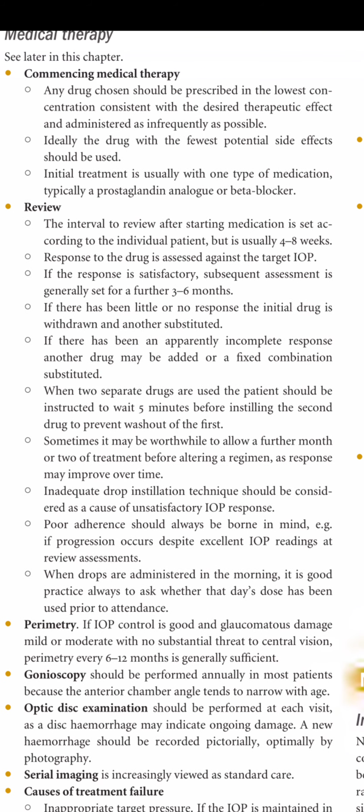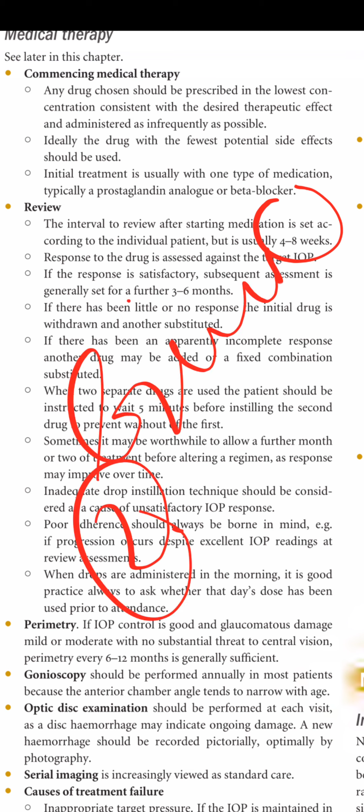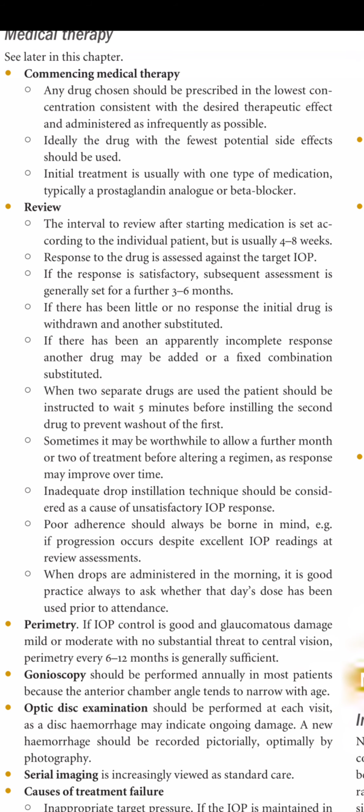Review: the interval to review after starting medication is set according to the individual patient, but is usually 4 to 8 weeks. So you cannot just give the drugs and have the patient come after 2 weeks and then check the target IOP. You have to give the patient at least 1 to 2 months for the drugs to become effective. Response to the drug is assessed against the target IOP. If the response is satisfactory, subsequent assessment is generally set for 3 to 6 months.